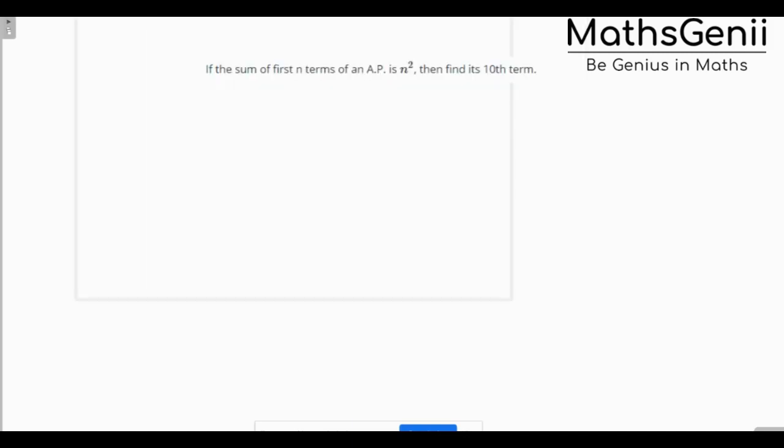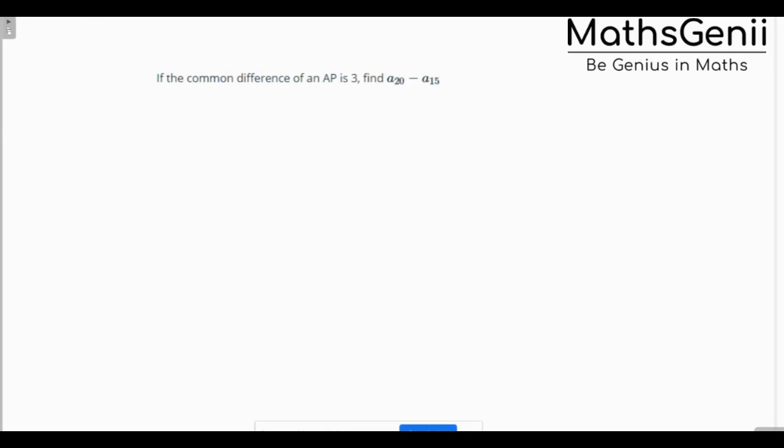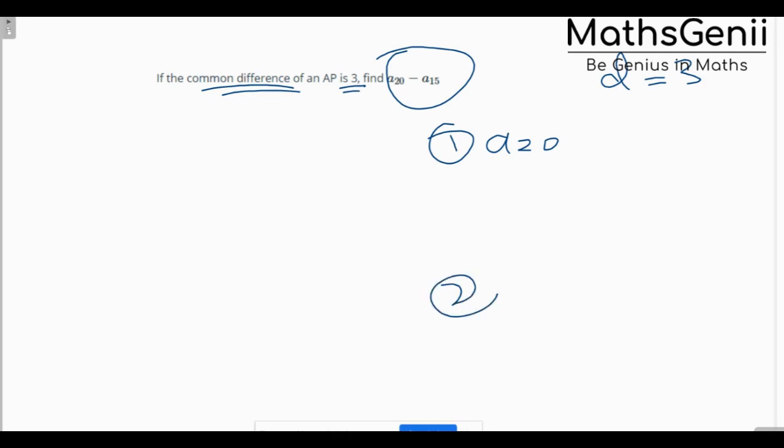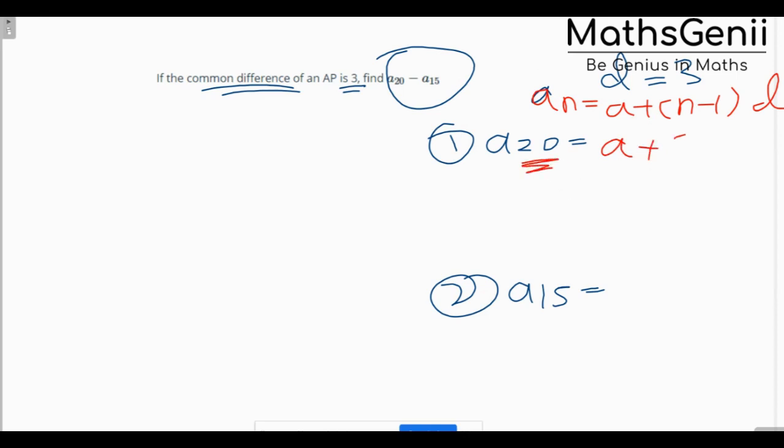Now let's look at the next question, which is this. If the common difference of AP is 3, common difference means D is given as 3. He wants me to find A20 minus A15. So first let me find A20, then A15, and then I will subtract. What is the formula? It is A of n is equal to A plus n minus 1 D. Do I know the value of A? No. Do I know n? Yes. In this case, n is 20.